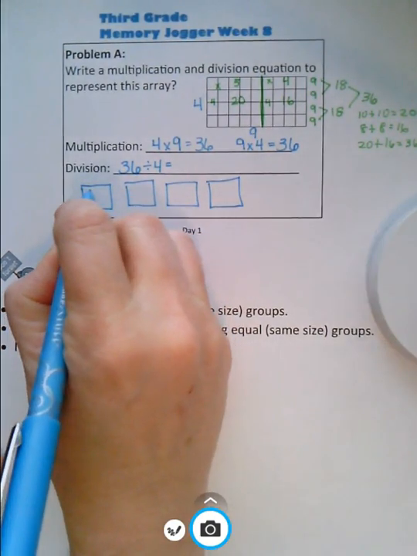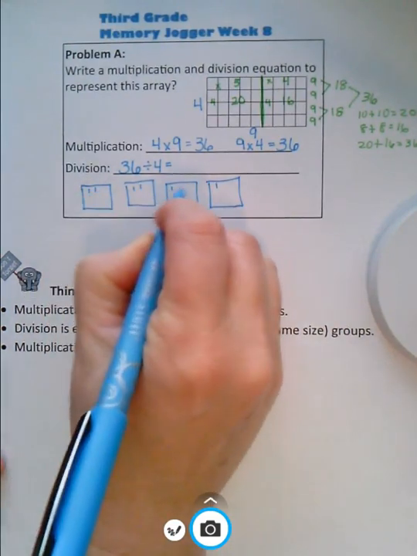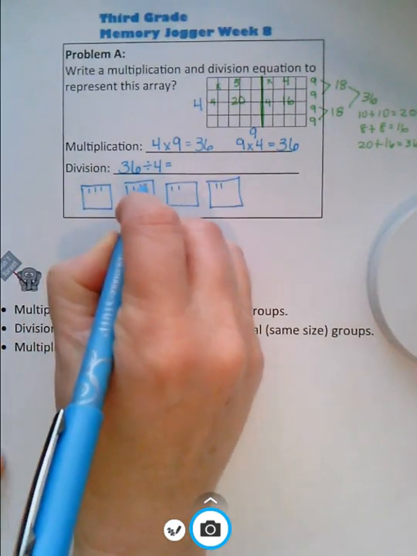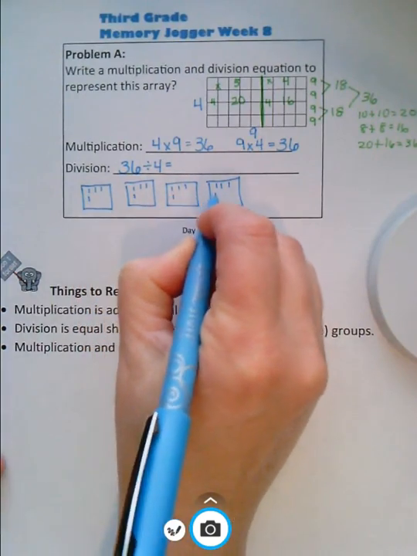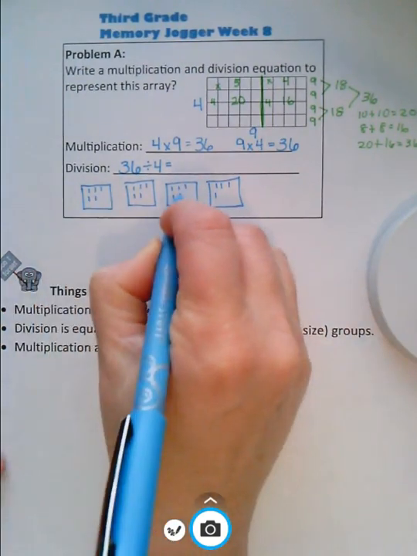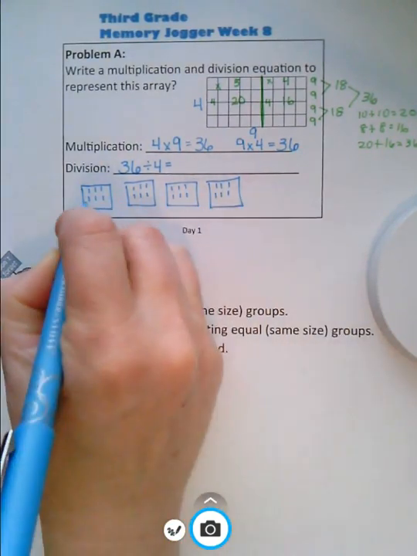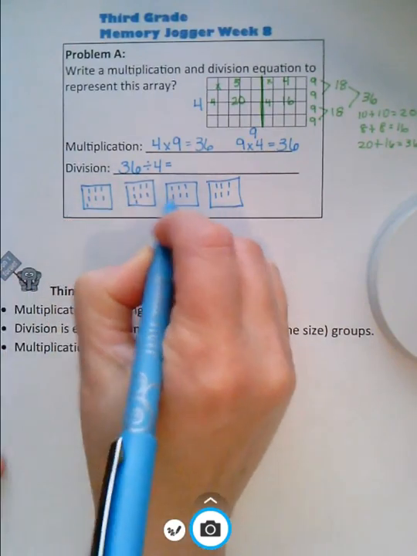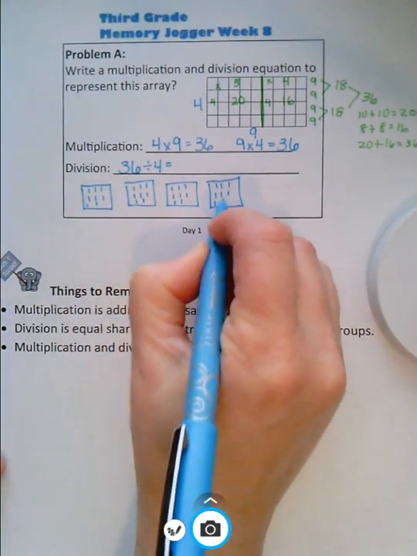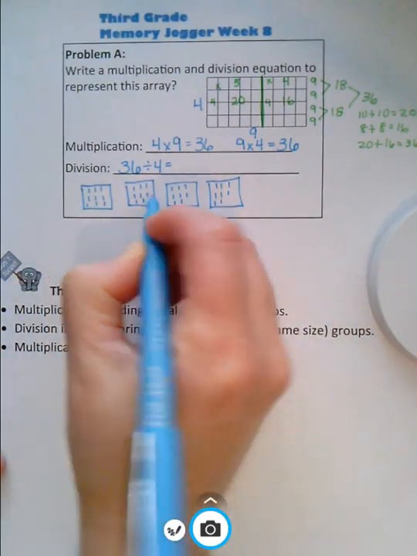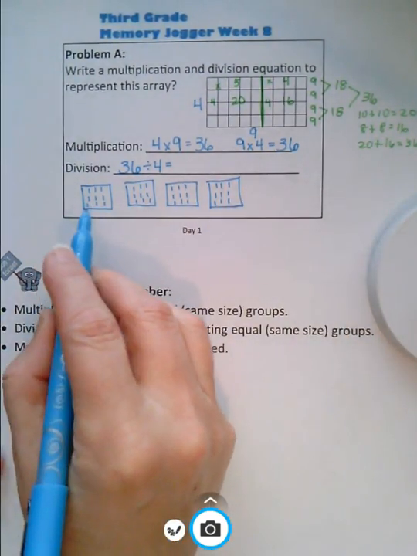I could count one by one. 1, 2, 3, 4, 5, 6, 7, 8, 9, 10, 11, 12, 13, 14, 15, 16, 17, 18, 19, 20, 21, 22, 23, 24, 25, 26, 27, 28, 29, 30, 31, 32, 33, 34, 35, 36. And you can see that we still ended up with 9 in each group.